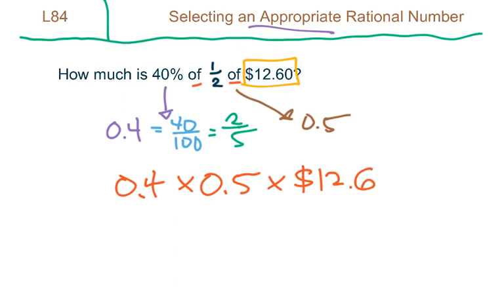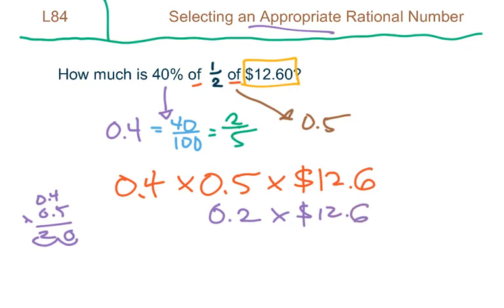And this is just a choice. Maybe I can even do 0 and 4/10 and 0 and 5/10 in my head, but sometimes there's that little safety net with the decimals. You know what you've got to do with them. So it may surprise you that 0 and 4/10 times 0 and 5/10 is actually equal to 0 and 2/10. And then I multiply that by the $12.6, and I'll do that work over here. And then what would I get?